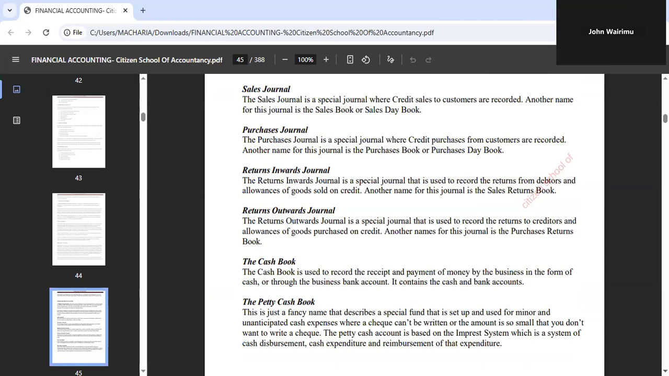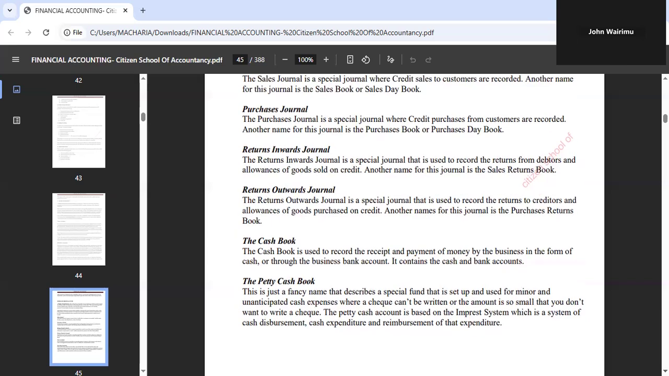When you make purchases on credit and you return those goods, you have what we call return outwards. Return outwards is for purchases. Return inwards is for sales. So up to that point, you have understood those few books of original entry.